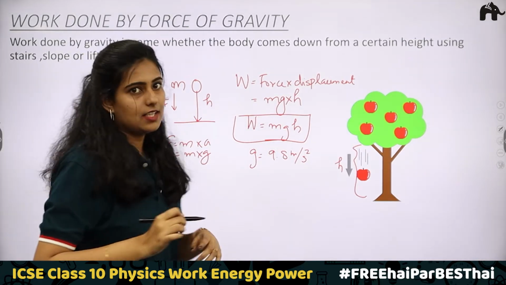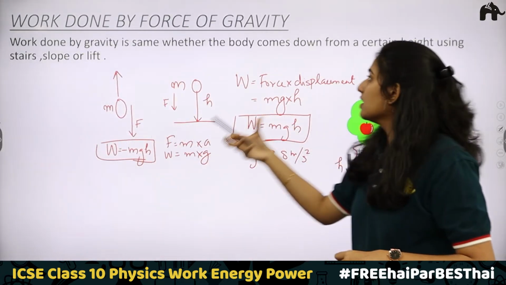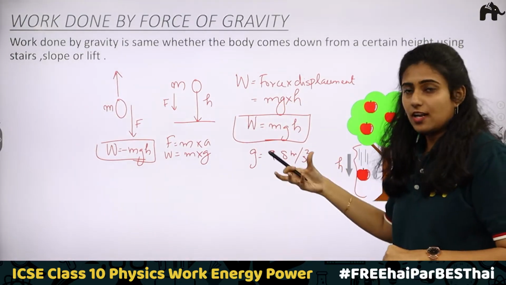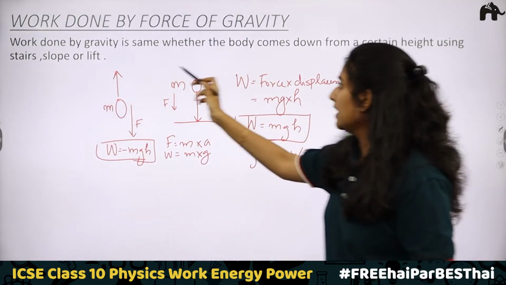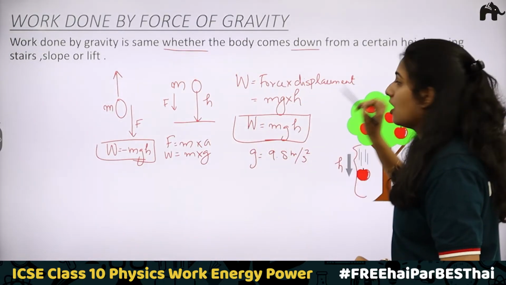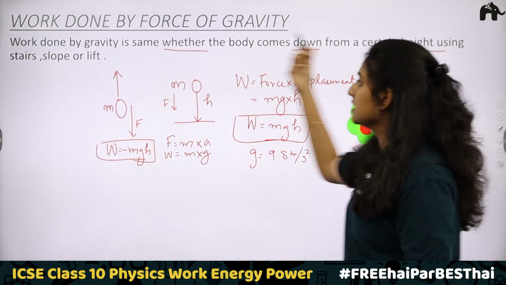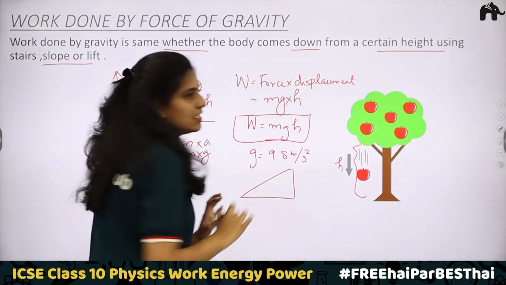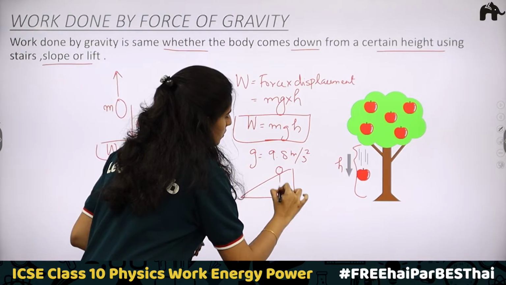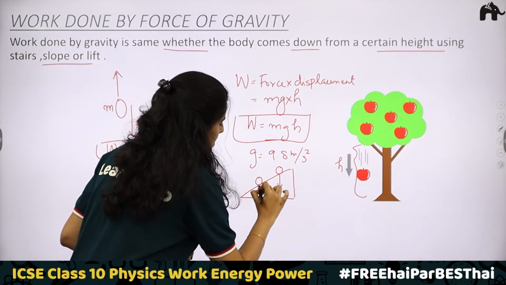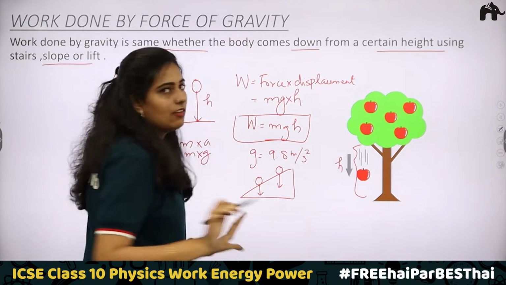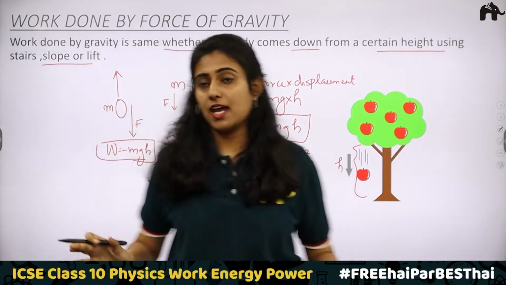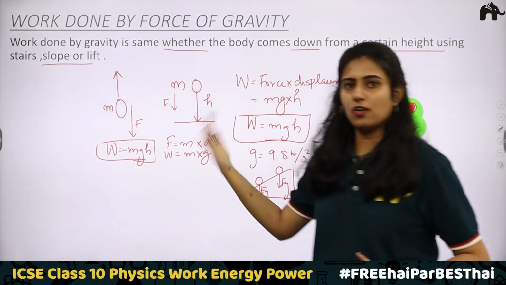It is not necessary that the force is along a stairs or along a slope or along a lift. It can be any case. Work done by gravity is the same whether the body comes down from a certain height using stairs, slope or lift. Force of gravity will be the same. Consider an inclined plane. When the body reaches here, force of gravity will be in this direction. When the body reaches here, force of gravity is in the downward direction. It never changes. Force of gravity will always be acting downwards. It doesn't matter whether it is stairs or a slope or a lift.